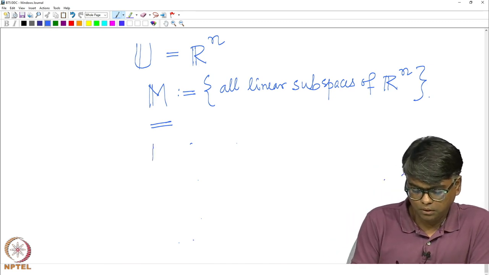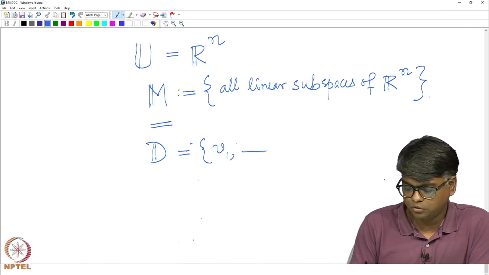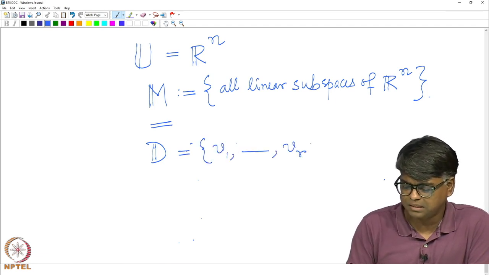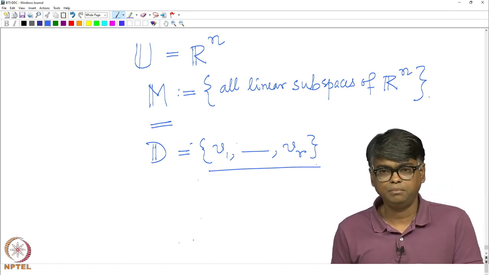Now, what is the data? Suppose the data is just a collection of vectors v1 dot dot dot up to Vr. It does not necessarily have to be finitely many, but let us assume for the time being that it is finitely many.